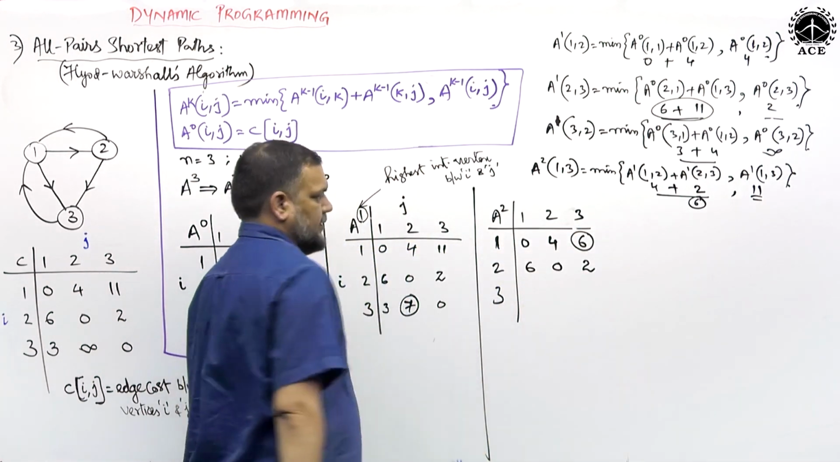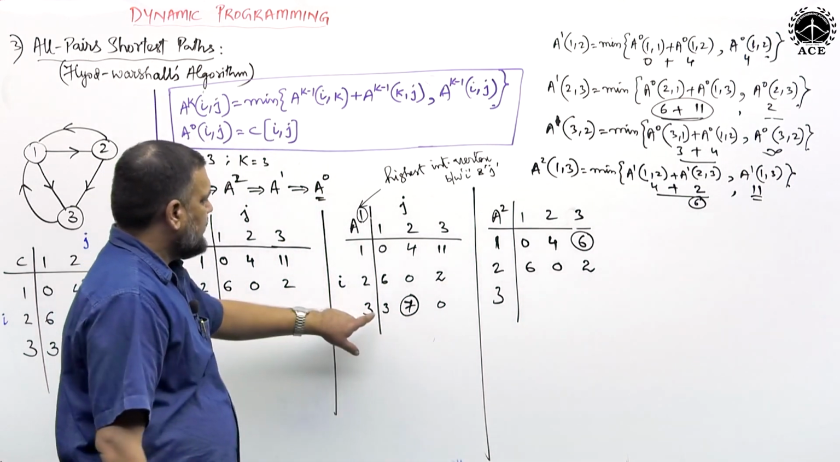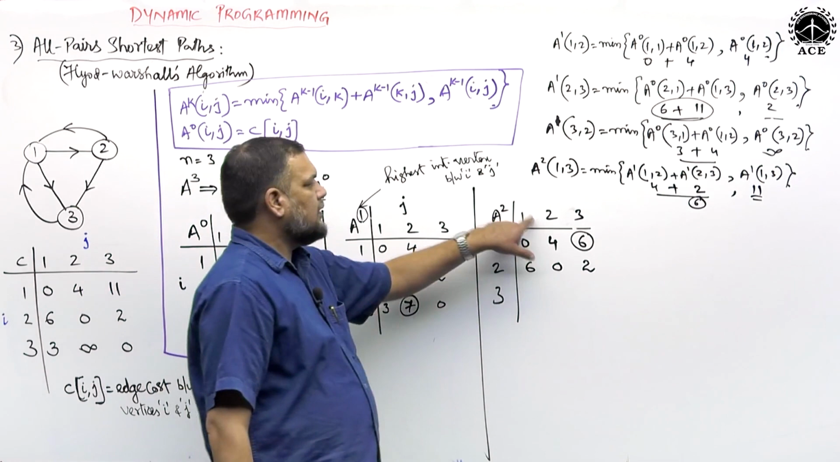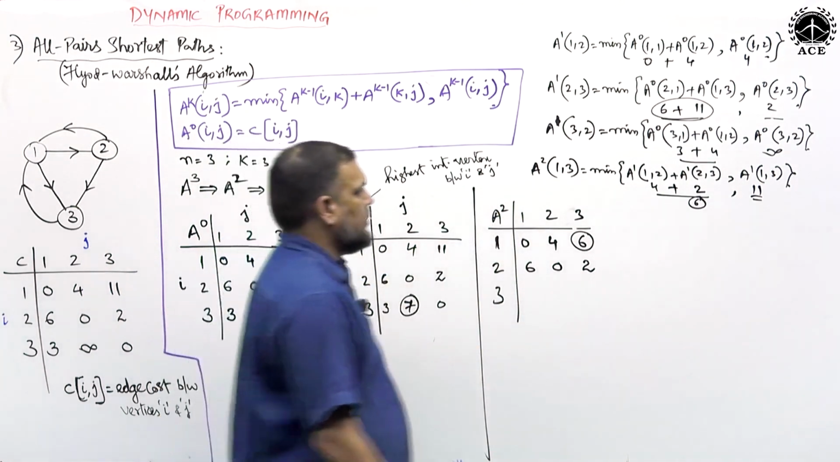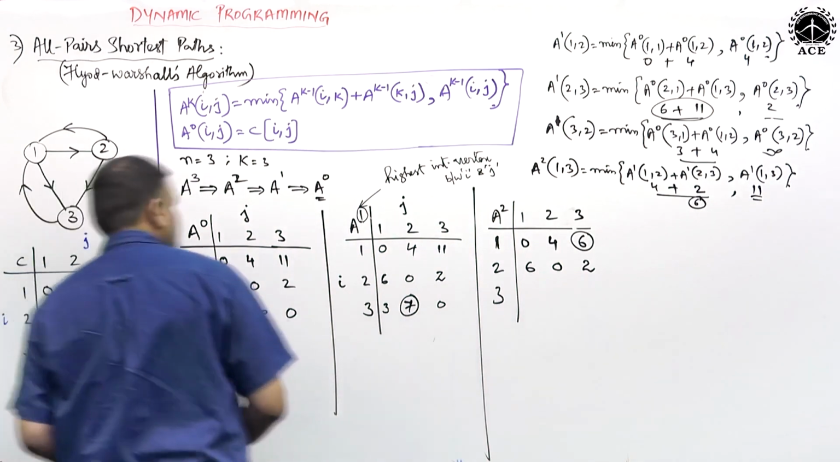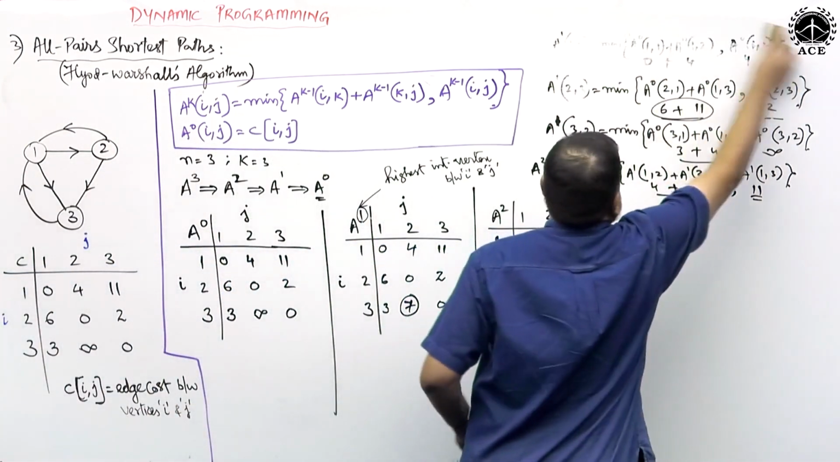Now 3 to 1, look at that. 3 to 1, the previously discovered value is 3. Now from 3 to 1 you can go via 2. So again I expand, for example, the first entry I will rub off so that I can write it here, you can check.